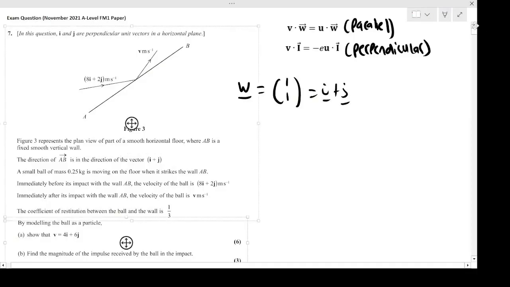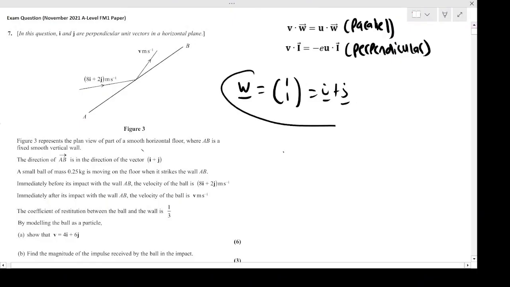So this w is my wall vector, the direction vector of the wall. Hopefully happy with that. Then we're told that immediately before the impact, the velocity is 8i and 2j. You can see that there. Immediately after the impact, the velocity is v. The coefficient of restitution is a third, and we need to find the velocity vector afterwards.